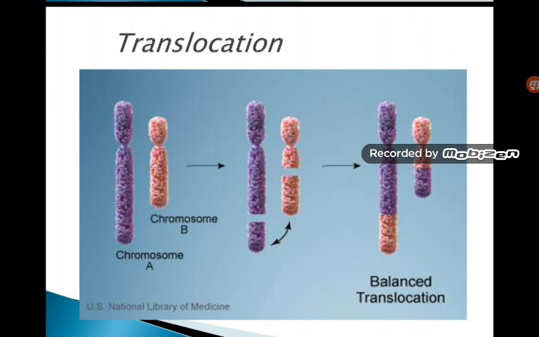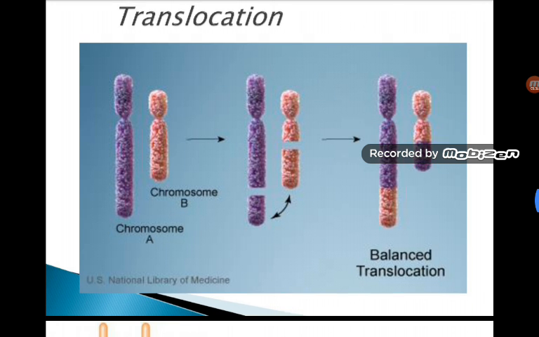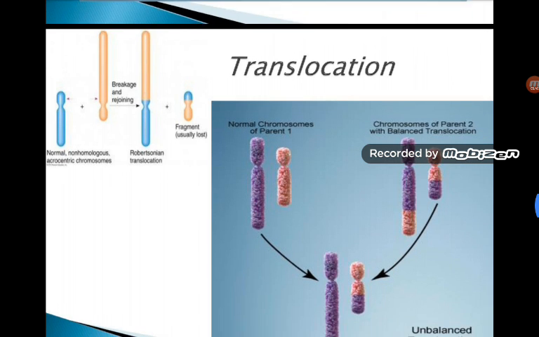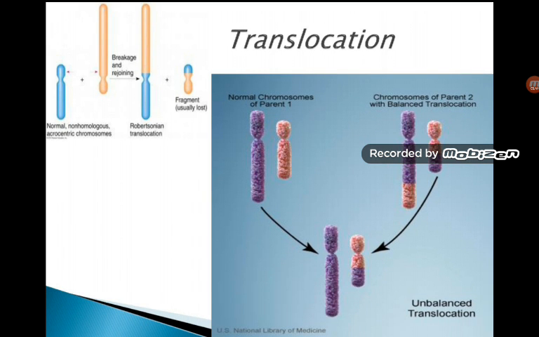Translocation. You can see in that picture. From chromosome A, a part translocates to chromosome B, and one part of chromosome B translocates to chromosome A. It is also known as balanced translocation. Translocation, you can see.